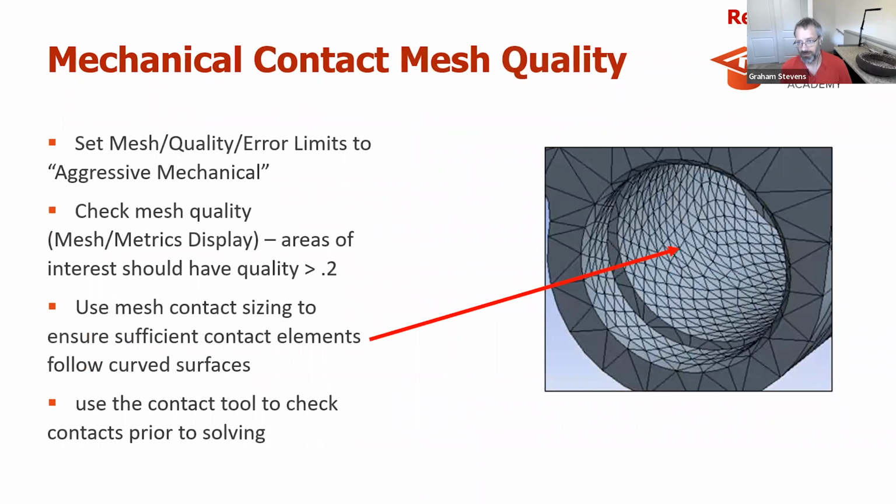And then on the mesh quality for your contacts, these are just some settings here. You want to set the mesh quality error limits to aggressive mechanical, which puts more mesh in the contact areas, essentially. You want to make sure that your areas of interest have a mesh quality greater than 0.2, so that your aspect ratio is not too thin, essentially. You want to use mesh contact sizing to ensure you have enough mesh to follow these surfaces well. And then finally, use the contact tool to check contacts prior to solving. If we check the contact prior to solving, you can sometimes debug things much faster than waiting and letting it solve, and then, oh, there's an error and you've got to go back. So we definitely advocate using the contact tool to pre-check things.